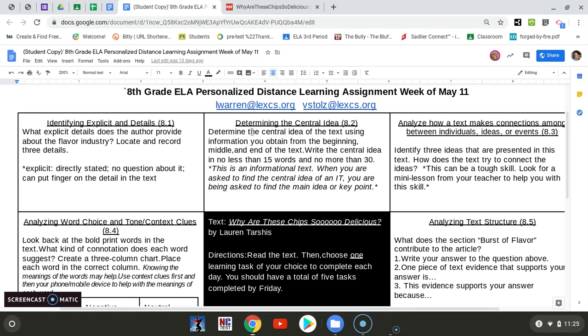As far as this section right here, determining the central idea, it says determine the central idea of the text using information you obtain from the beginning, middle, and end of the text, and write the central idea in no less than 15 words and no more than 30.